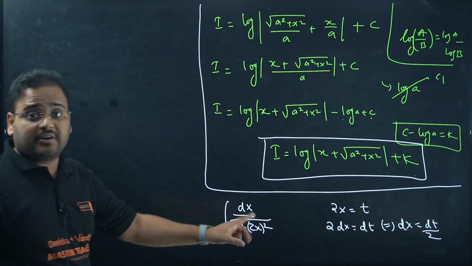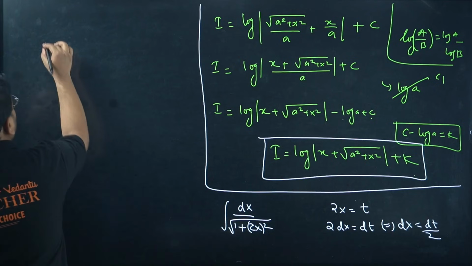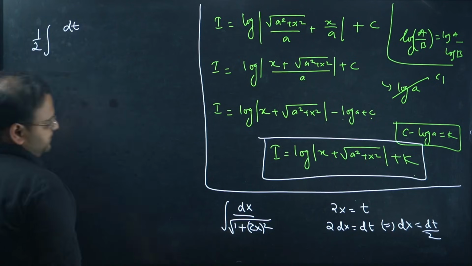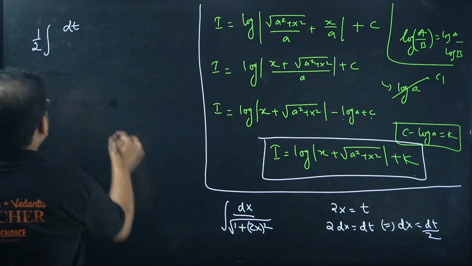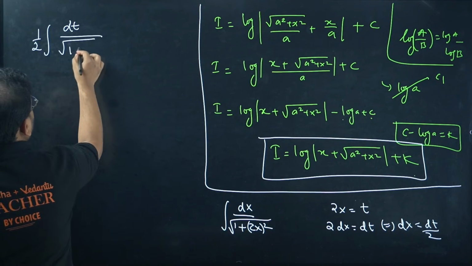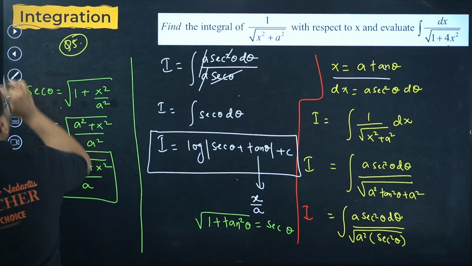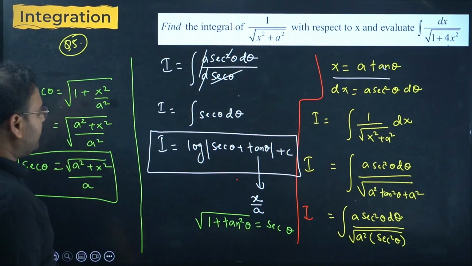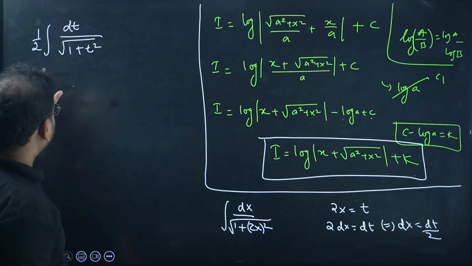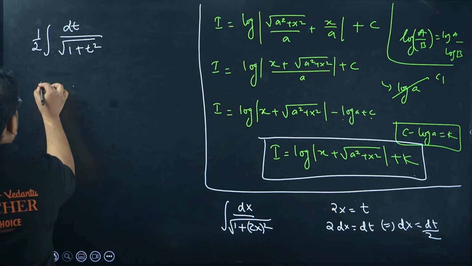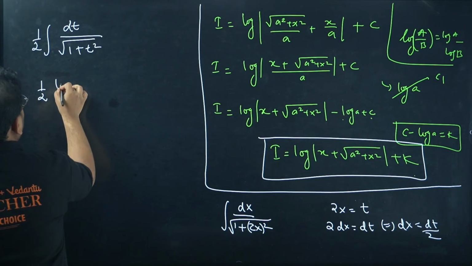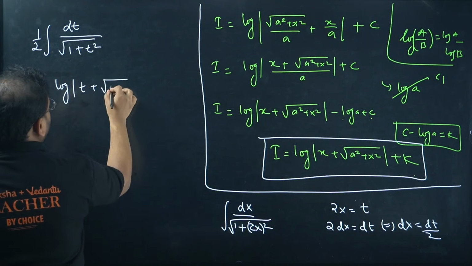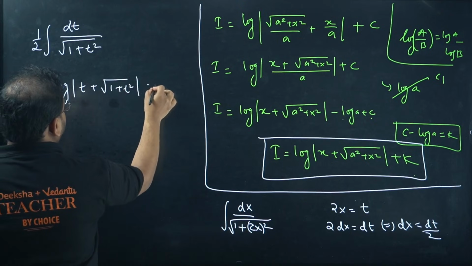If you're thinking this part is difficult, not allowed. It's very simple actually. You get dx as dt by 2. So 1 by 2, you're going to keep it outside. And inside the integration you have the root of 1 plus t square. This is the same form, please check. In this case, a is 1. So the answer is going to be 1 by 2 log of t plus the same root repeats, root of 1 plus t square, plus c.